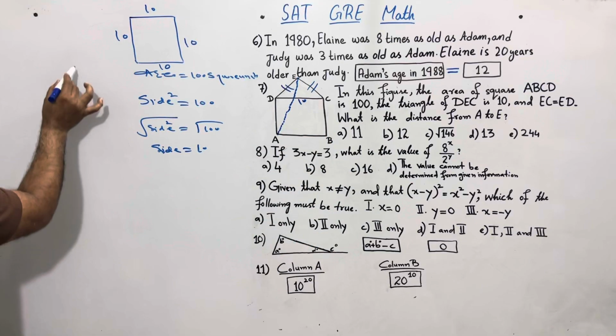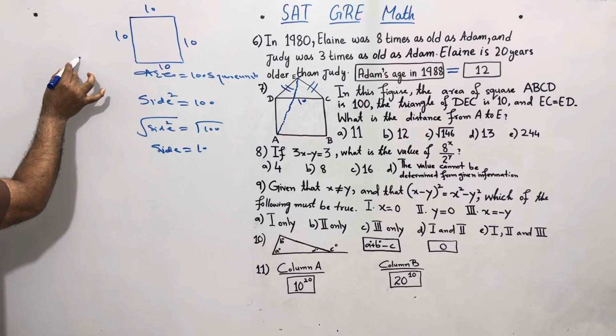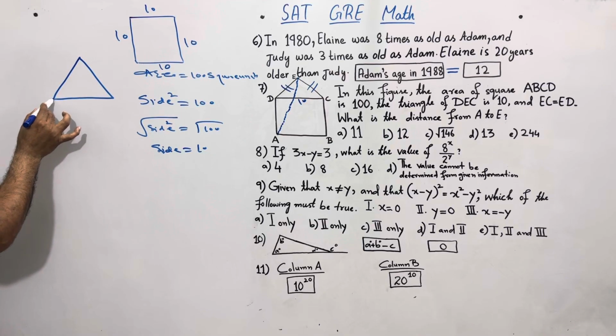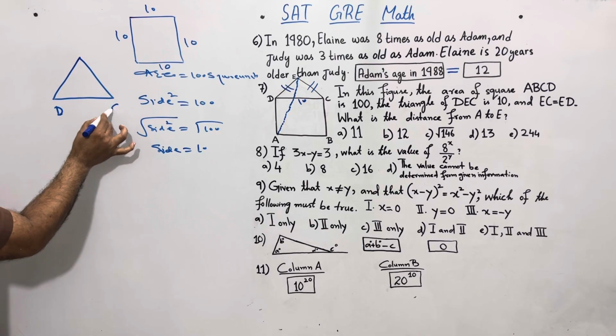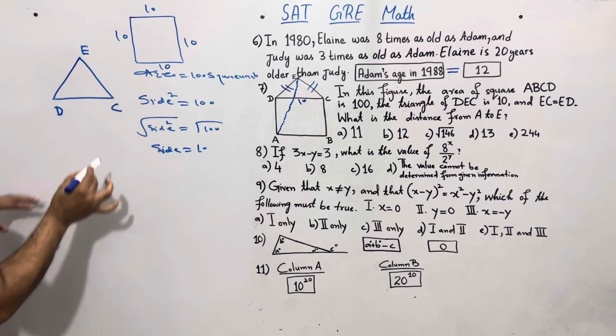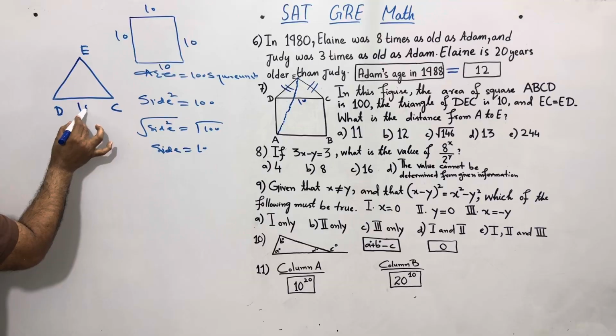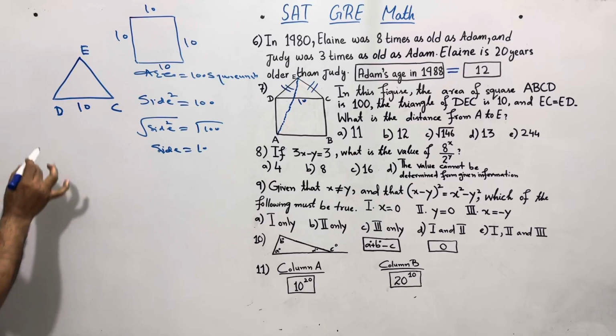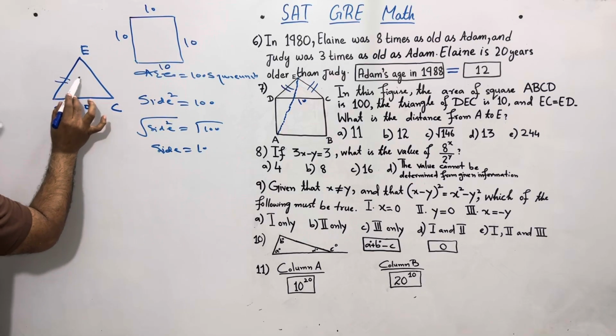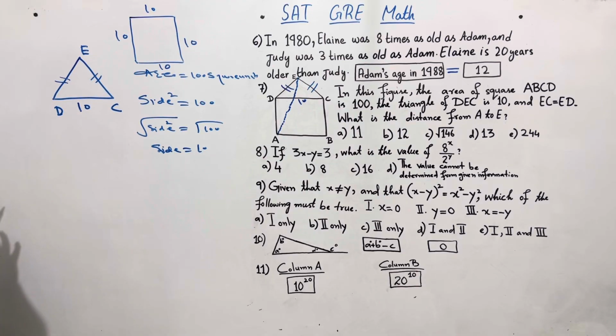Furthermore, we have been given the triangle. This is D, C, this is E. From this, the length of DC is given to us. Furthermore, DE and EC are equal, having area 10 square units.